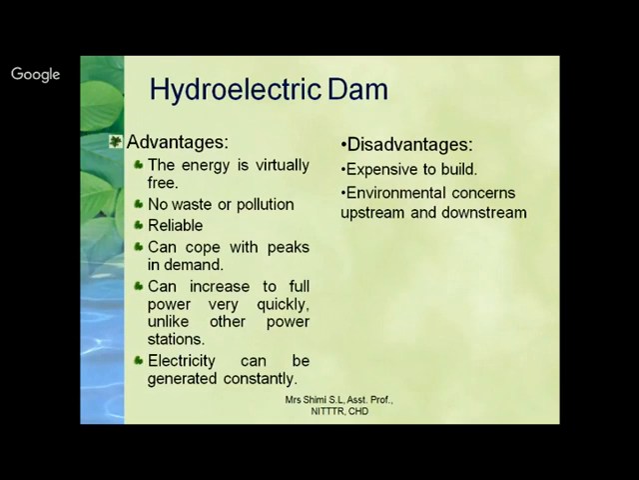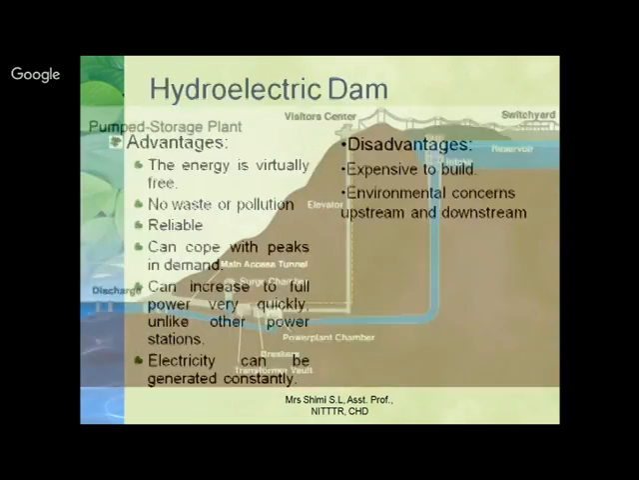Some of the disadvantages: it is expensive to build. Okay, and then the environmental constraint downstream and upstream, flooding हो सकता है, or many other problems are also there because of these dams. Okay, so that is the main disadvantage.